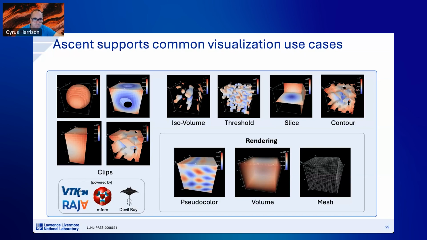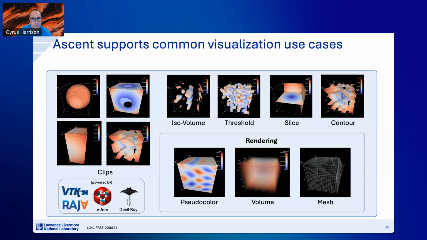So VTK-m, which has actually been renamed to ViskoreS, is a performance portable library for visualization operations that we use heavily to target GPUs. We also use RAJA, which is a performance portability layer for writing general code for HPC.